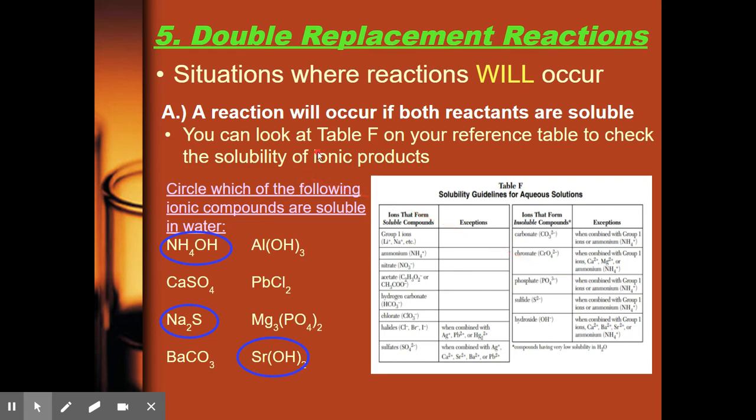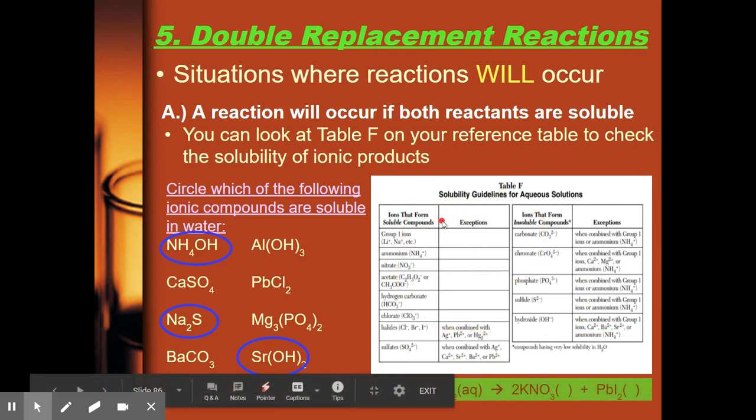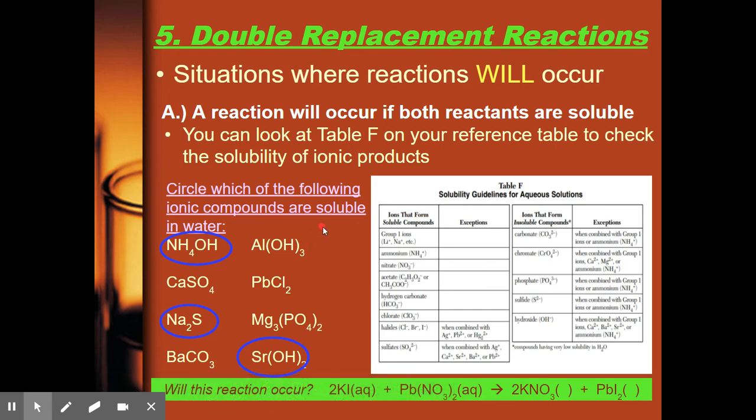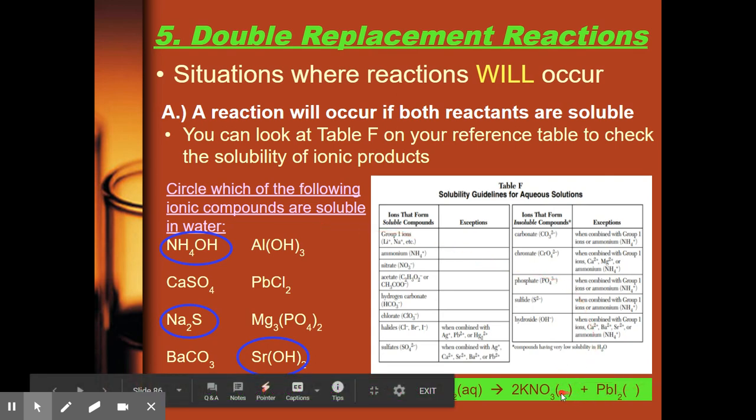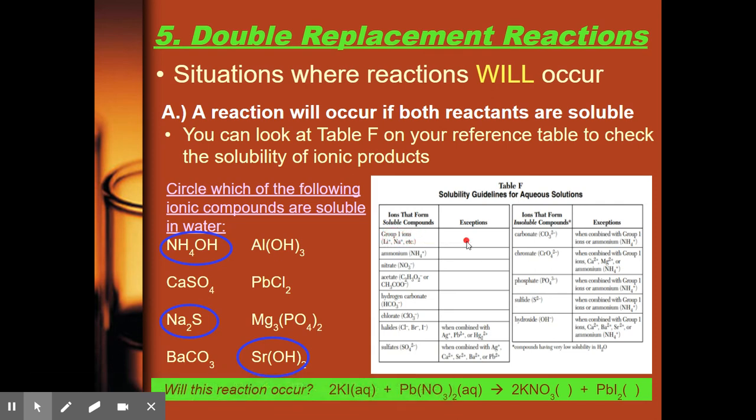Okay, so when you're doing these double replacement reactions, you have to first check to see if it's going to work. And how we do that is we look at table F for the reactants. Will this reaction occur down here? So you got 2KI plus Pb(NO3), and I purposely didn't put what phase it is down here. So if we look here, KI is a group 1 ion compound, so that's definitely going to be soluble. Pb(NO3), nitrates. Do you see here? Nitrates are right here. There's no exception. So both of those are soluble, so they will occur.